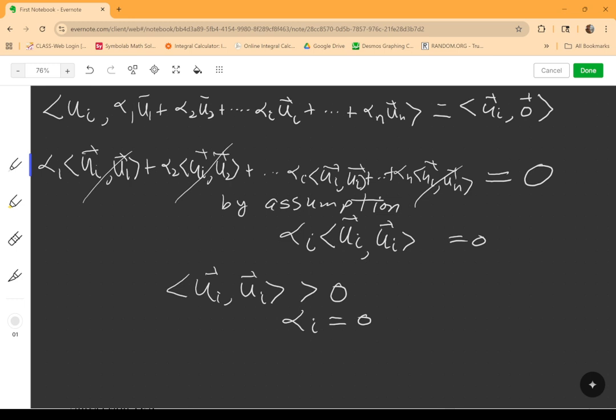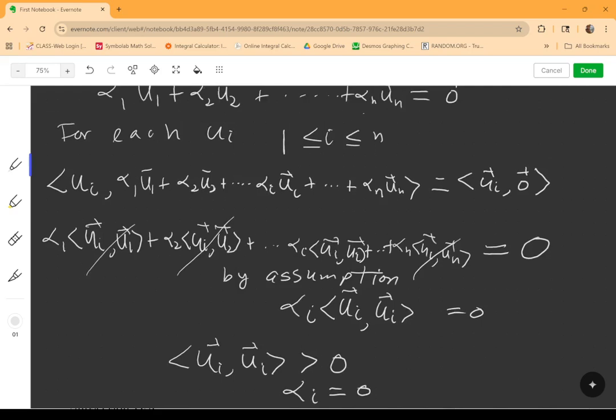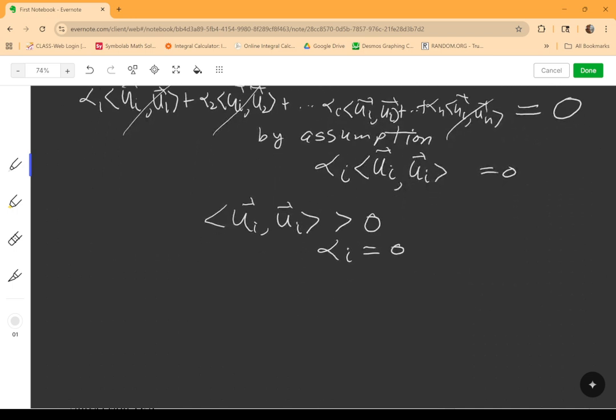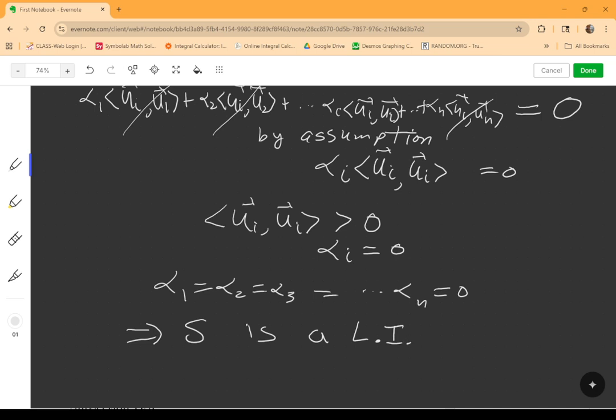And again, what is i? I can repeat this operation for 1 all the way to n. So what that tells me, in conclusion, is that alpha 1 equals alpha 2 equals alpha 3, etc., alpha n is equal to 0. In other words, S is a linearly independent set because only the trivial solution is possible.